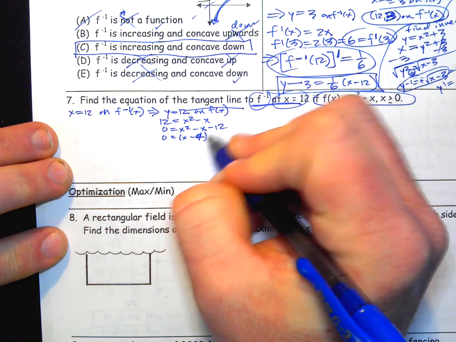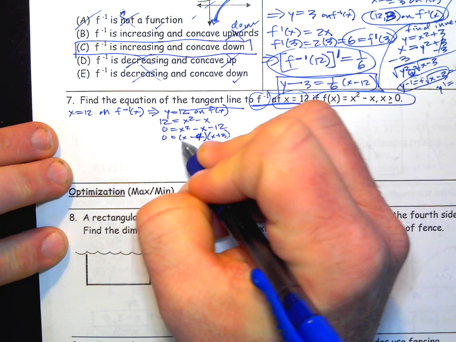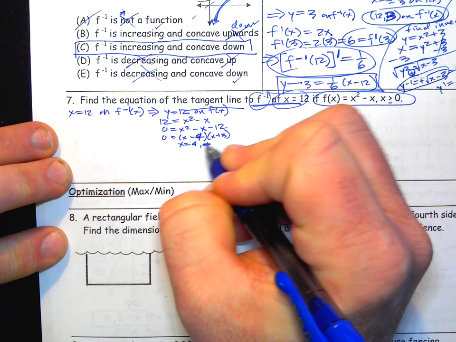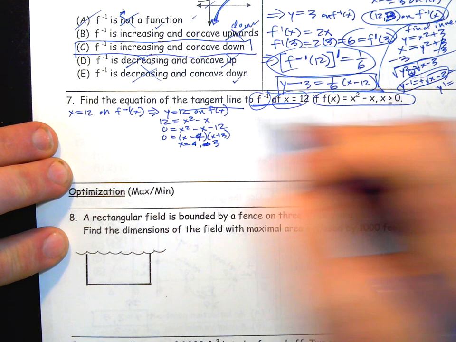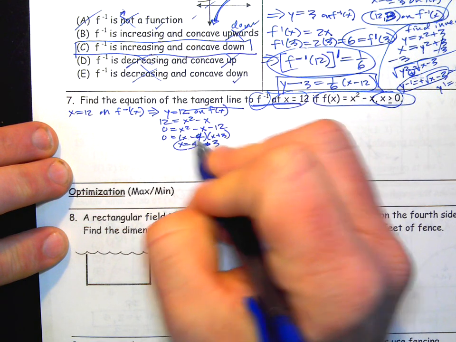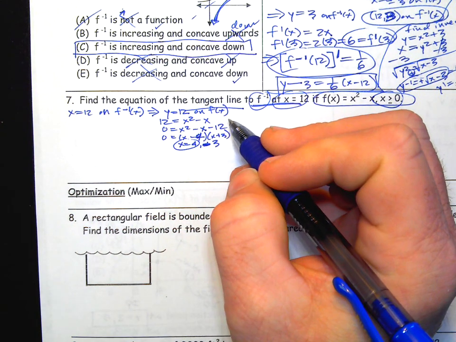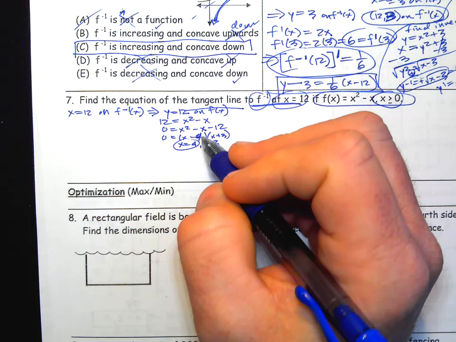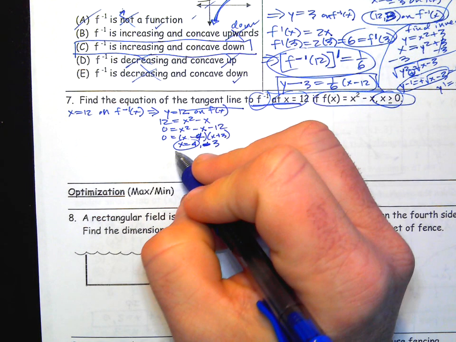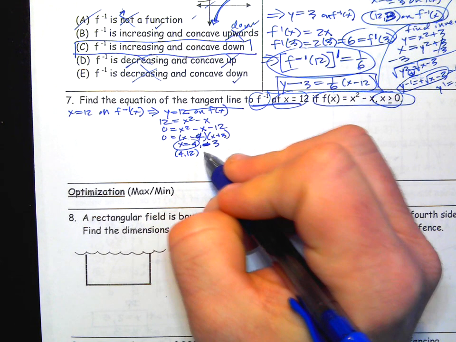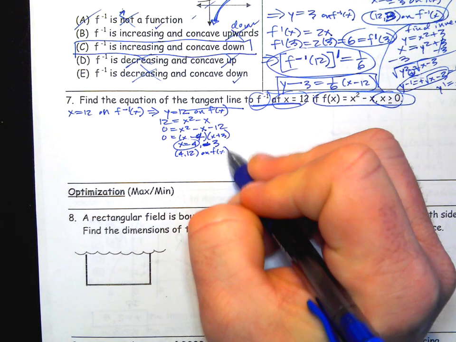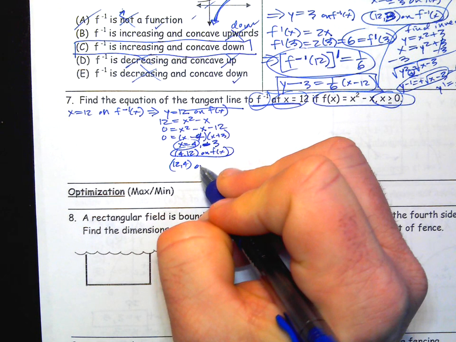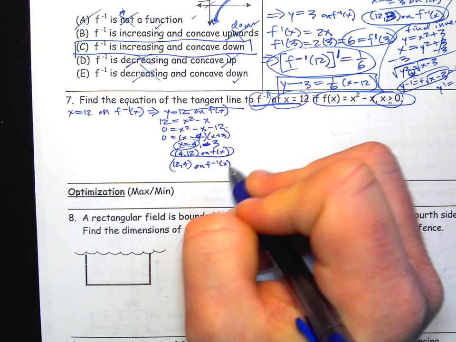(x - 4)(x + 3), so x equals 4 or x equals negative 3. Now, this is on the original function, so we're going to take the positive one. If x equals 4 on the original function, the point on the original function is (4, 12), right? Which means (12, 4) is the point on the inverse that corresponds to it. So that's good to figure out.